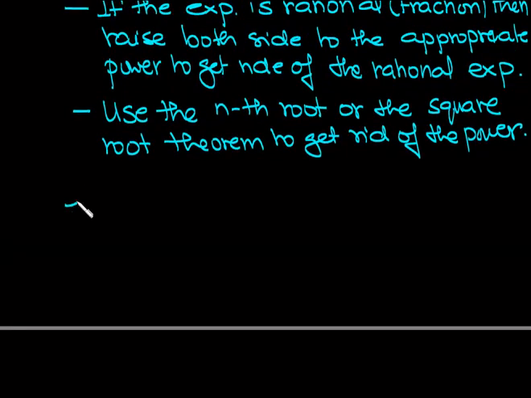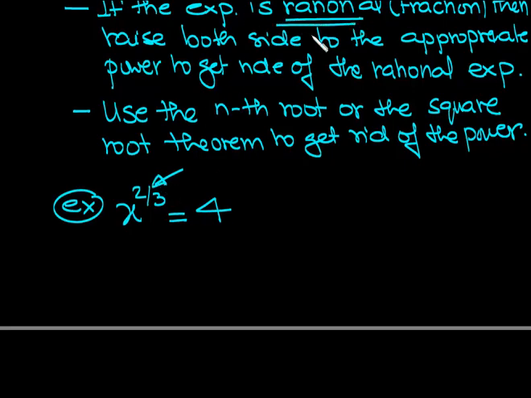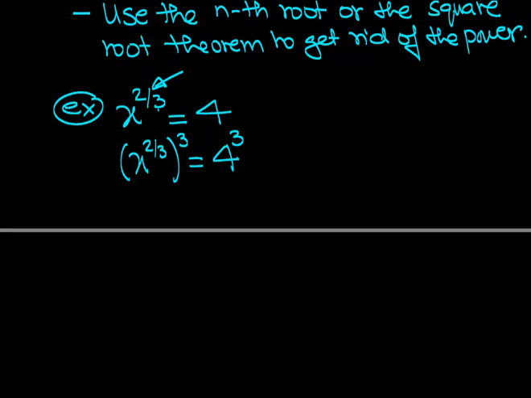Let's say I have x raised to 2/3 is equal to 4. You can see this is a rational exponent. So the first thing I want to do is get rid of that rational exponent. That means I want to get rid of that fraction. Since there's a 3 on the bottom, I want to raise both sides to 3. So I take x raised to 2/3, raised to 3, is equal to 4 raised to 3. You always try to get rid of that fraction first, just the fraction part of the rational exponent.